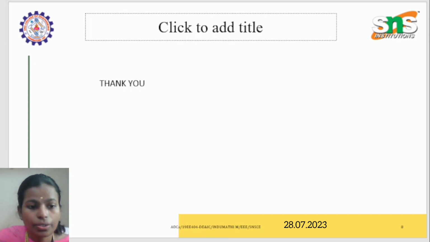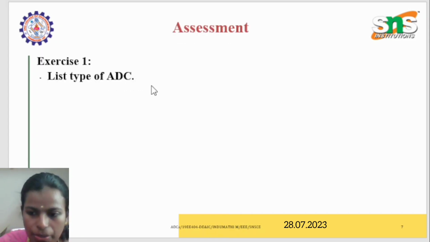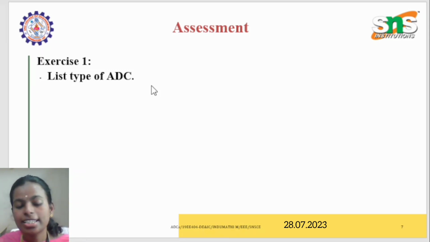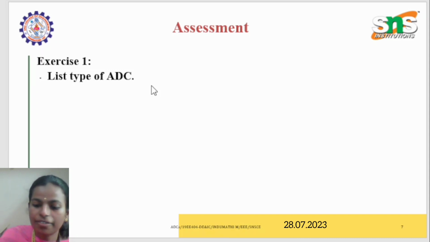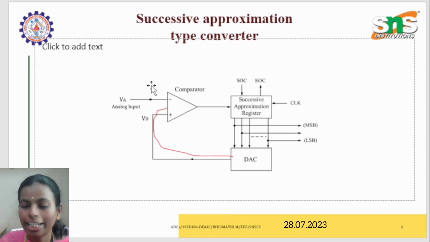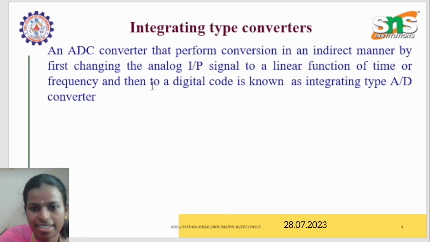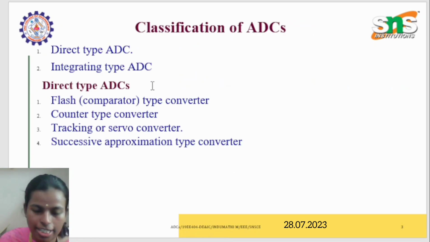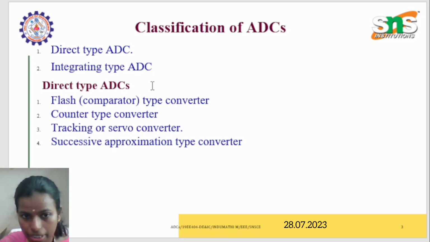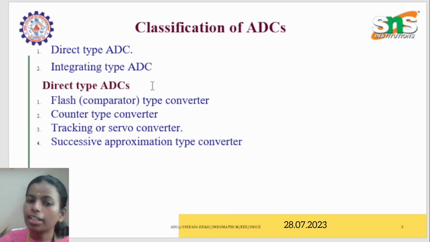Now we'll discuss this question: what are the types of ADC? We have two types, direct type and integrating type. In the direct type, we have the flash type converter, counter type converter, tracking or servo converter, and successive approximation type converter. These are the types.